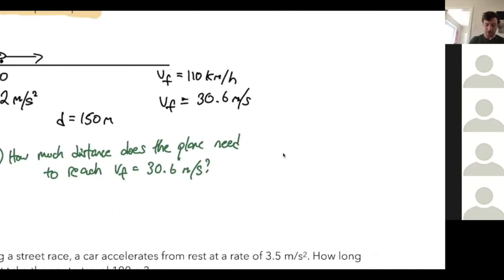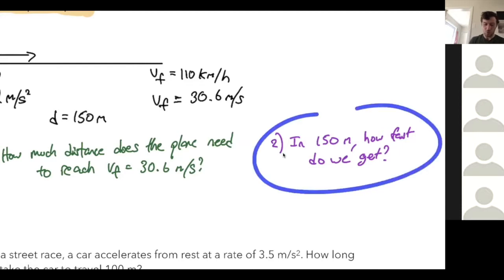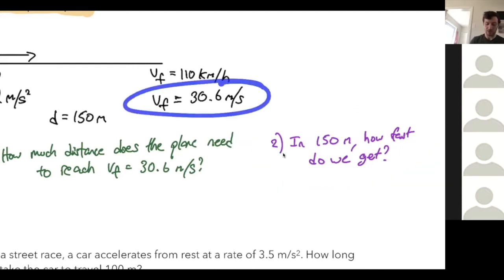The second way to do it, I'll use purple, is to ask ourselves, in 150 meters, how fast do we get? Same question, 2 different ways of doing this. And in our second case, we ignore our v final. We don't use this. We want to see, okay, we've got 150 meters. We accelerate at 2 meters per second squared. How fast are we ending up?